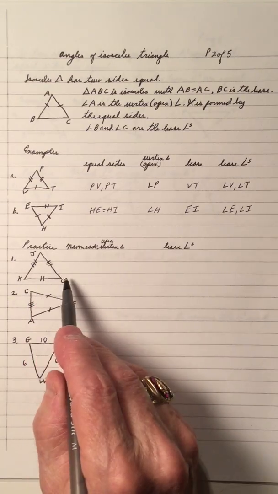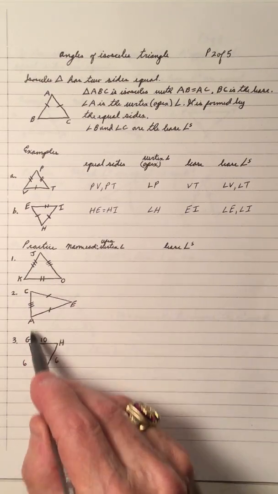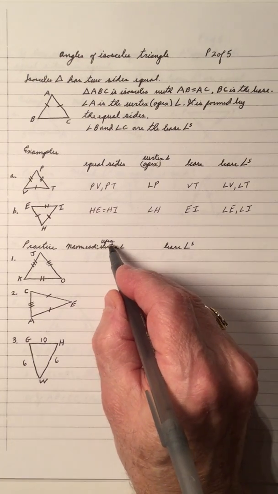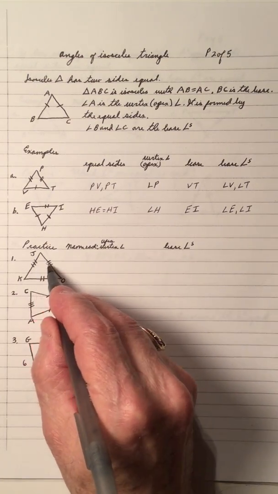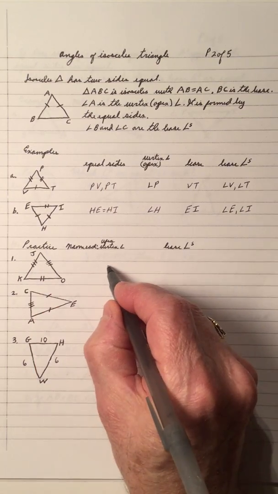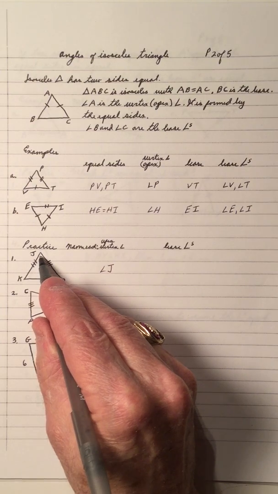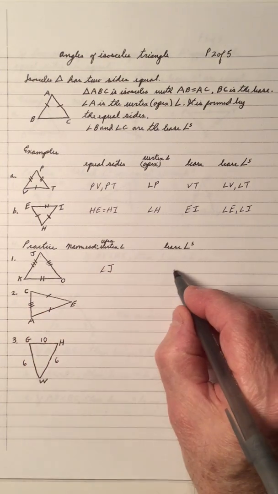Practice. Pause the video and work out the three of these. Name each the vertex angle or the apex angle. These are the two equal sides, so the vertex angle is J. The base angles, if that's the vertex angle, then the other two angles are the base angles.